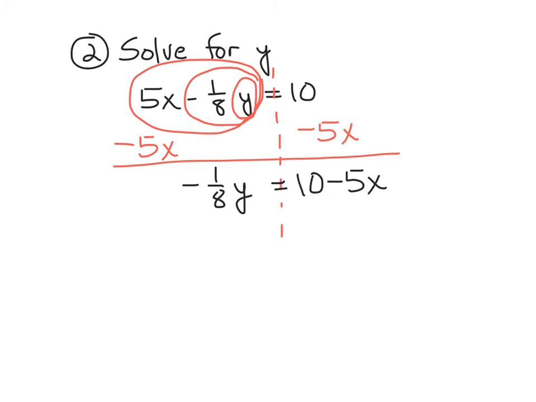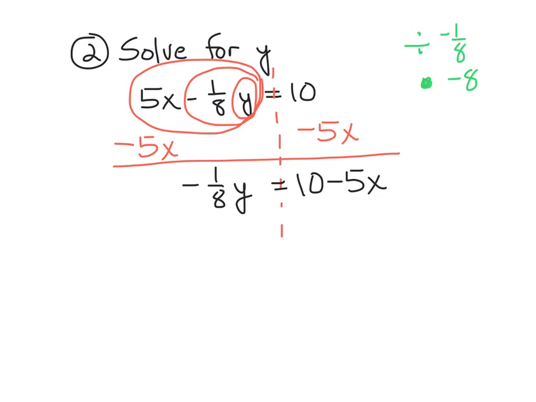Okay, we need to divide by negative 1/8, because there it is right there. But there's an easier way, because dividing by a fraction is the same thing as multiplying by the reciprocal. So instead of dividing by negative 1/8, we're going to multiply by the reciprocal, which would be negative 8. Right? Keep, change, flip.